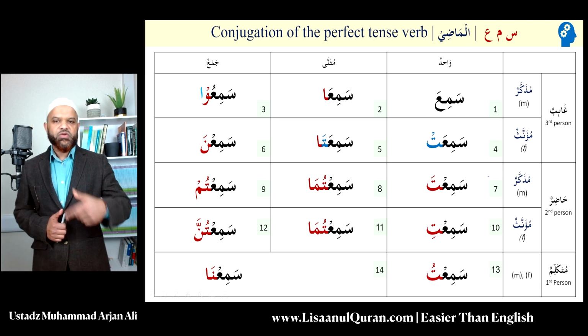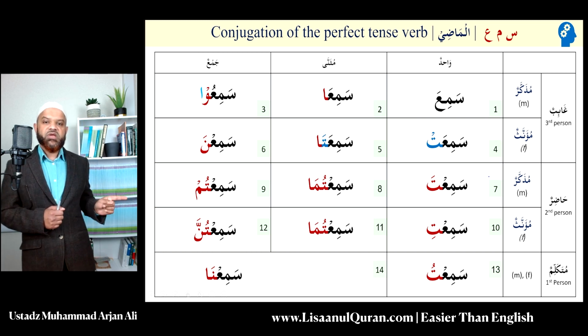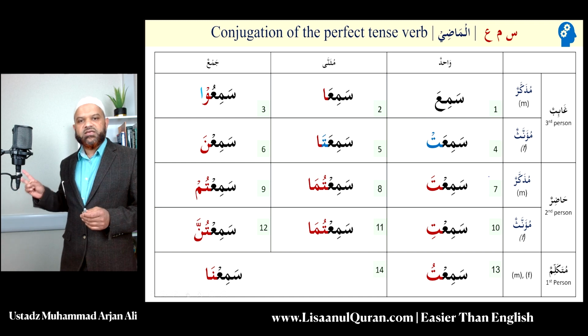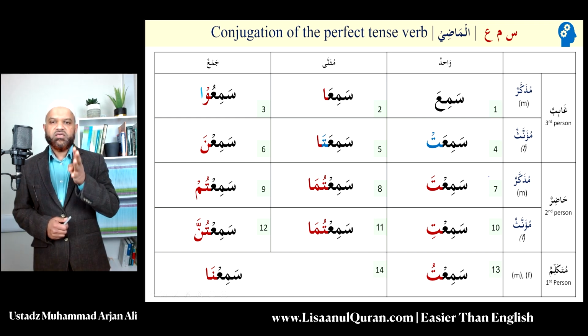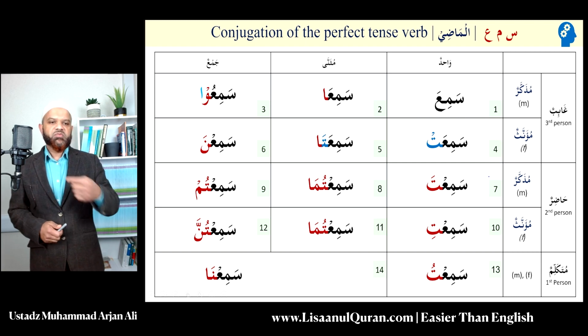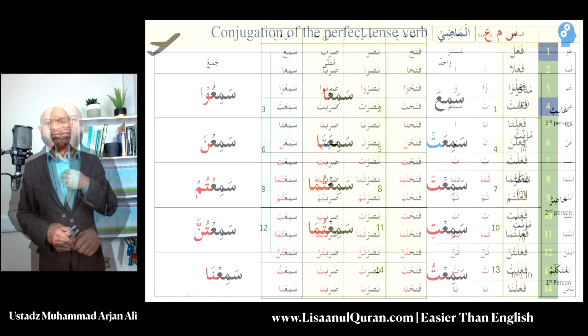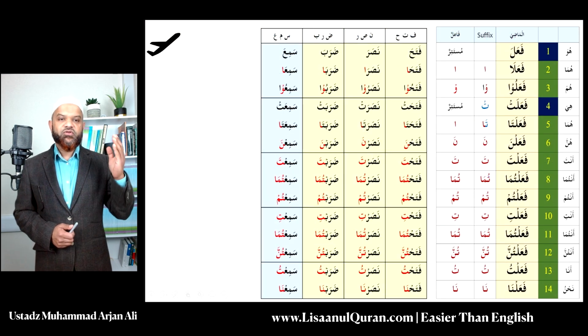We can all repeat this again and again until this becomes second nature to us. Sami'a, sami'a, sami'u. Sami'at, sami'ata, sami'na. Sami'ta, sami'tuma, sami'tum. Sami'ti, sami'tuma, sami'tunna. Sami'tu, sami'na. So I've now added the sami'a version to the table. So you have your 4 verbs now.